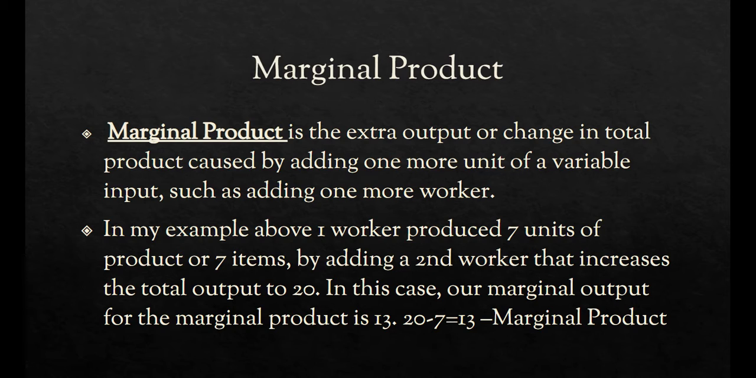Okay, so in the example that I gave, one worker produced 7 units, or 7 items. Okay, when we added a second, that total output went to 20. So the marginal product from 7 to 20 is 13. How do we get that? Well, 20 minus 7 is 13. So marginal product is the difference in production from adding that one more employee. Okay, so adding that second worker, the difference in total output is the difference between output with one employee and output with 2 employees. Okay, so 20 minus 7 gets us 13.